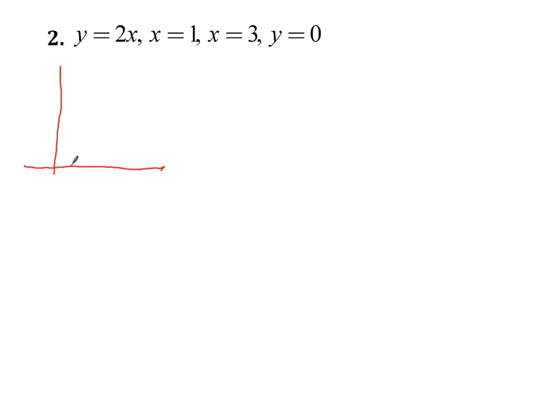And let's go 1, 2, 3, 4, 5, 6. 1, 2, 3, 4, 5, 6. All right, so this first one's a linear function with a slope of 2, so up 2 over 1, up 2 over 1, up 2 over 1, as such. That's our line y equals 2x. x equals 1 is a vertical line at 1. x equals 3 is a vertical line at 3. And y equals 0 is our x-axis. So it is this region here.